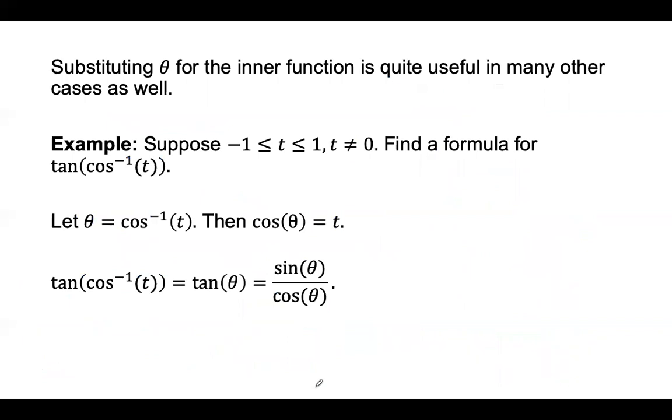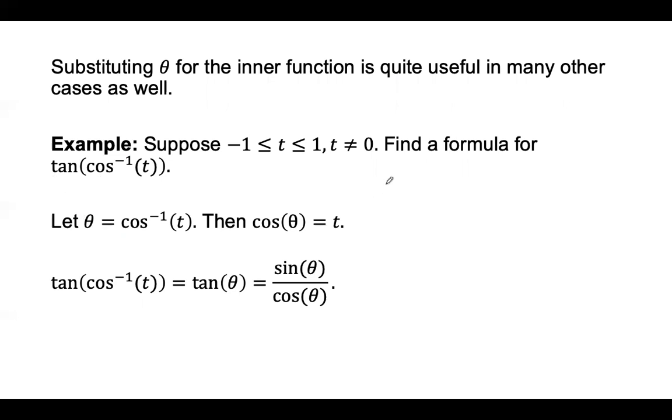So what we did was we substituted theta into that inner part of the trig function. Now, here's another example where you could continue. Suppose t goes from -1 to 1 and it's not equal to 0. Find a formula for tan of cos inverse of t.